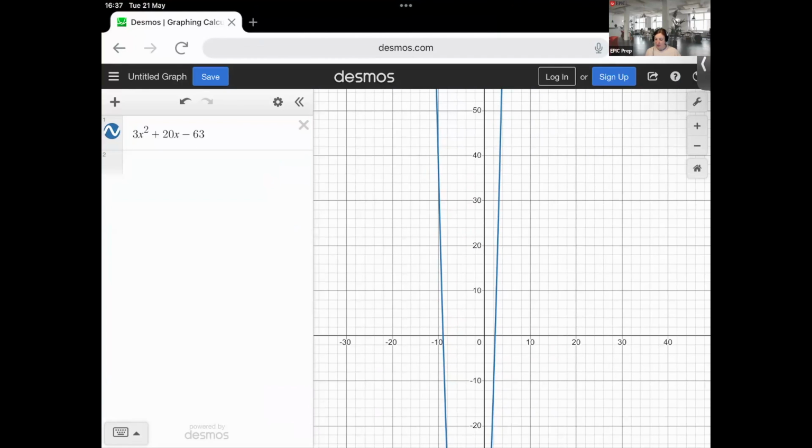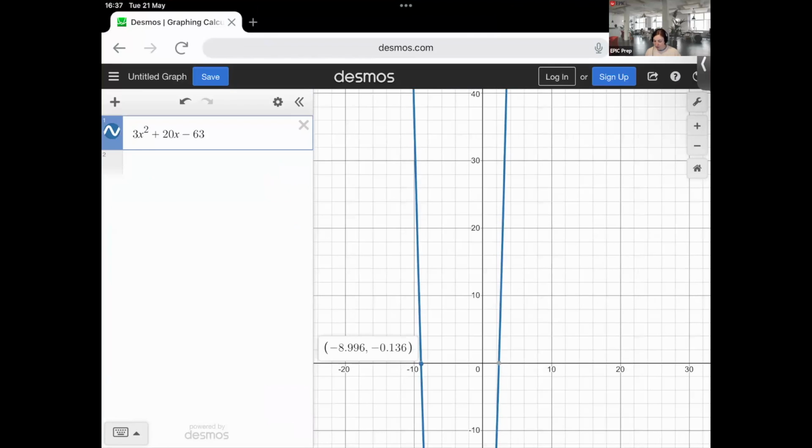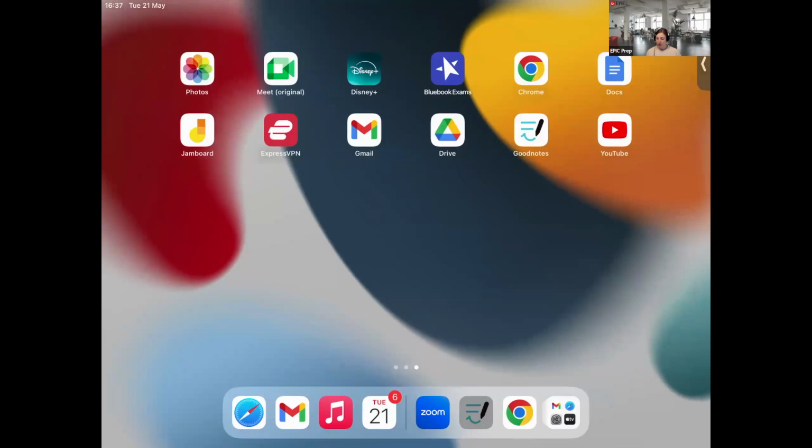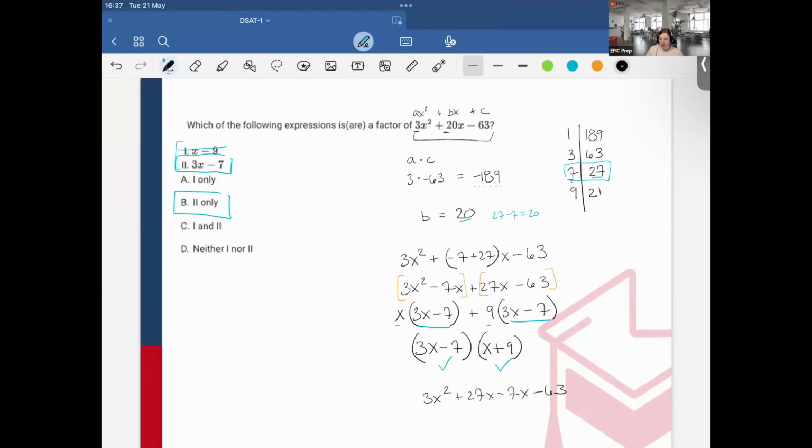And then I can see, zooming in, one of them is here, negative 9, 0, x plus 9 equals 0. And the other one is here, 2.333, which was our winner. Because remember here, 3x minus 7, if I set it equal to 0, I get that 3x equals 7, x equals 7/3, which is equal to 2.333. So that could be quicker, checking on Desmos.